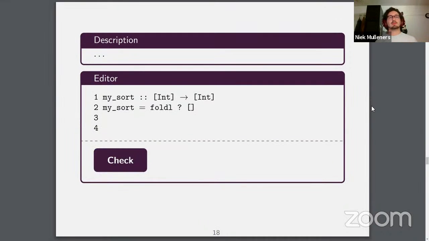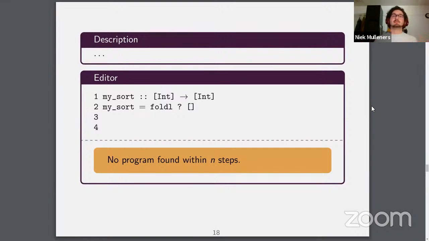So take, for example, this function where it's almost the same as the one we saw before, but the student uses foldL instead of foldR. Well, this is, of course, fine, and we can fill the hole by using flip insert, but maybe the flip function is not in scope, or our synthesizer has a depth of 1, which is really stupid, but that could be the case. So then we can tell the students no program was found within some number of steps.